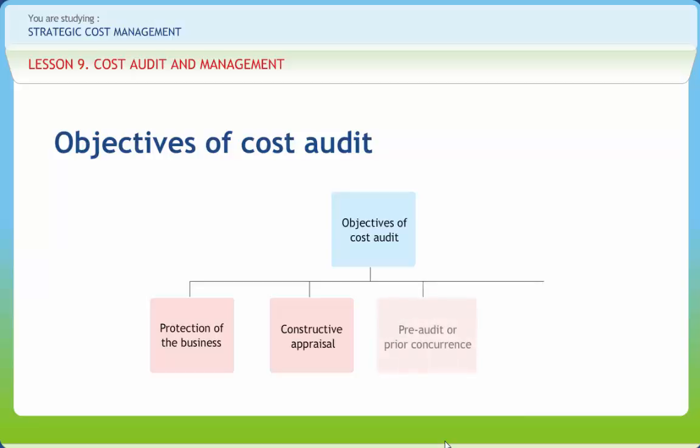Next, pre-audit or prior concurrence. This function is vested in the financial advisor for a control over the utilization of available finance in case of government organization. Next, comparison of costs. Comparison of the actual cost for the year is made with the cost pertaining to previous year or years to ascertain whether cost has increased or decreased as compared to the cost of the previous year or years.